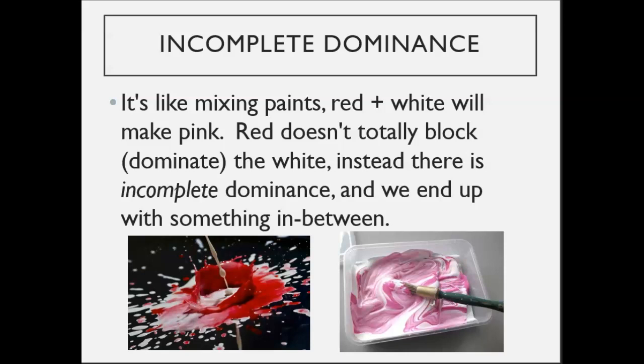And so you want to think of incomplete dominance as mixing, like mixing up paints. Red and white make pink. Red doesn't totally block or dominate the white. Instead, there is an incomplete dominance. So we end up with something in between the two. So it is a blending of the two.